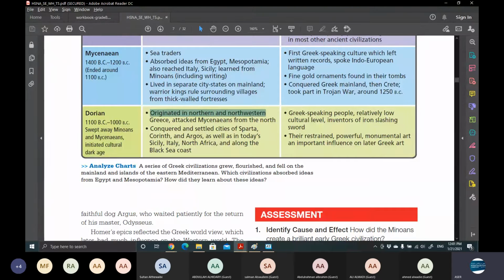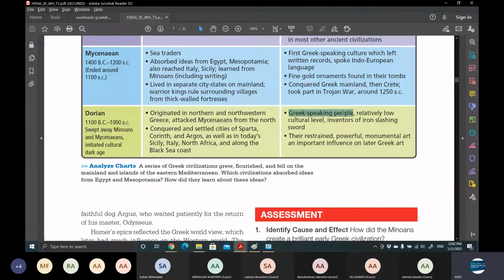They originated in northern and northwestern Greece, attacked the Mycenaeans in the Trojan War from the north. Okay, they conquered and settled cities of Sparta, Corinth, Argos, as well as today's Sicily, Italy, North Africa, and along the Black Sea coast in Asia.